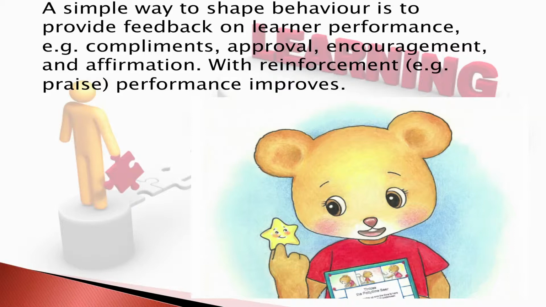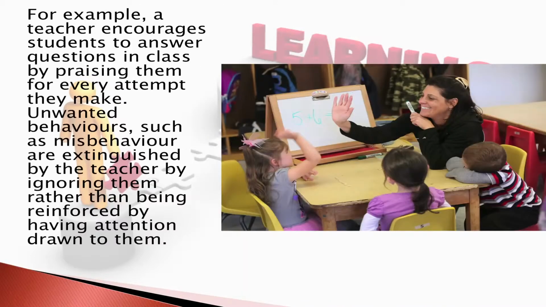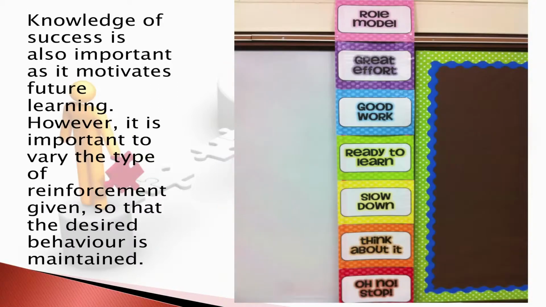A simple way to shape behavior is to provide feedback on learner performance, for example compliments, approval, encouragement and affirmation. With reinforcement, for example praise, performance improves. For example, a teacher encourages students to answer questions in class by praising them for every attempt they make. Unwanted behaviors are removed by the teacher by ignoring them rather than reinforcing them by drawing attention to them. Knowledge of success is also important as it motivates future learning. However, it is important to vary the type of reinforcement given so that the desired behavior is maintained.